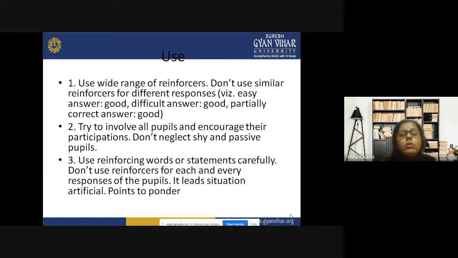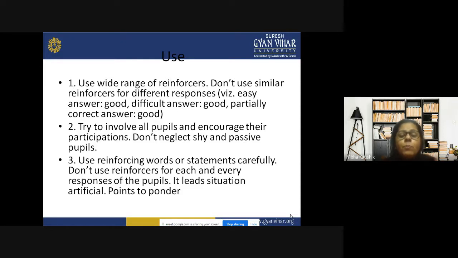Now use a wide range of reinforcement. You have to use a various number of reinforcers. Don't use similar reinforcers for different responses. You don't have to say "good" every time you want to reinforce the learner, whether it is an easy answer, a difficult answer, or a partially correct answer.